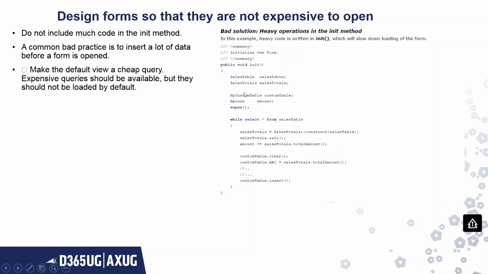form. Here, if you see, super is above, and then there is a while select statement, a while loop, for calling a lot of sales total and so many methods which we should avoid. Obviously, the init method is the method which helps the form to load fast. So we should avoid heavy operations in the init method.